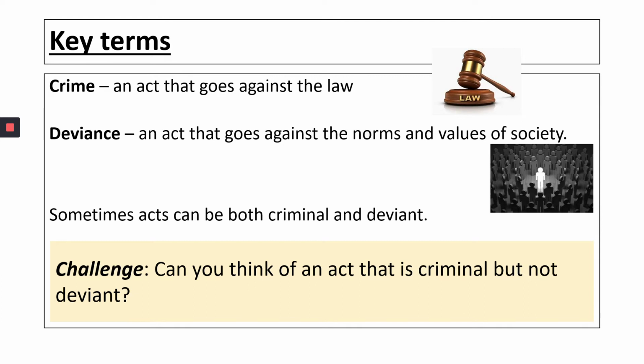So can you think of an act that is criminal but not deviant? So that one's slightly harder. So if you think about speeding, often people speed. If you're speeding perhaps at 75 miles an hour on a motorway, technically it's breaking the law and you could be punished for doing so, but most people would say it's not potentially deviant because it's only slightly above the speed limit and lots of people do it.